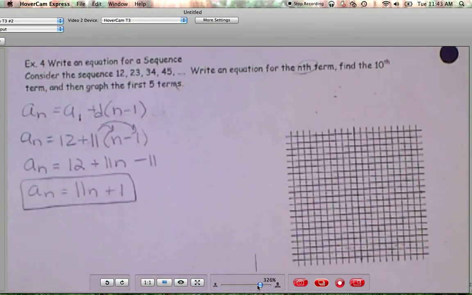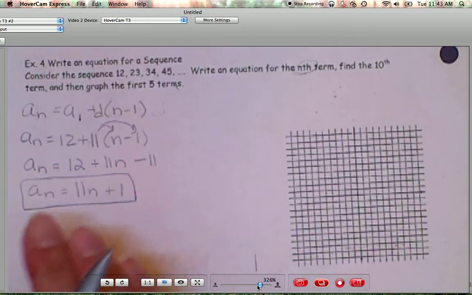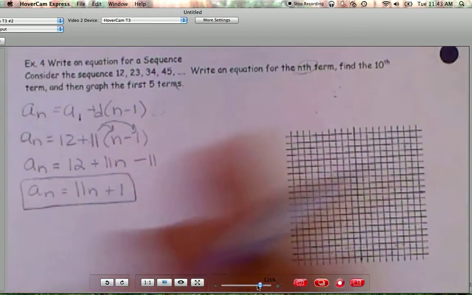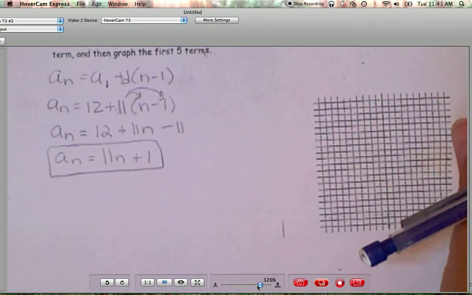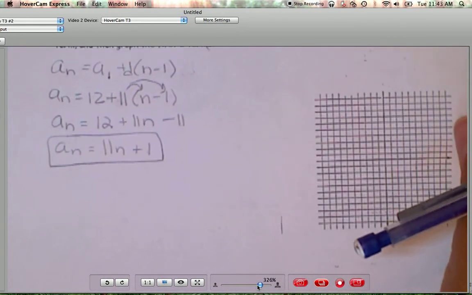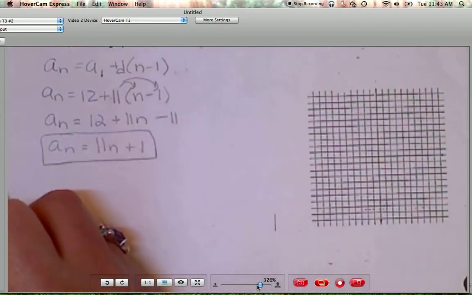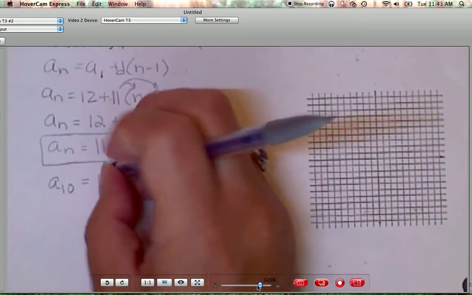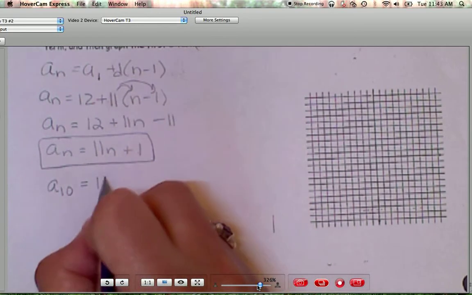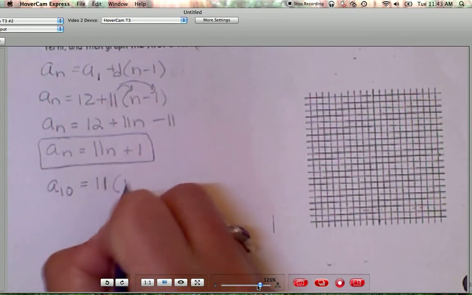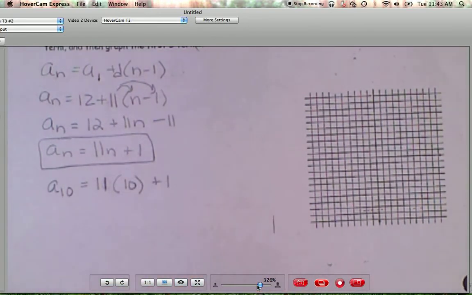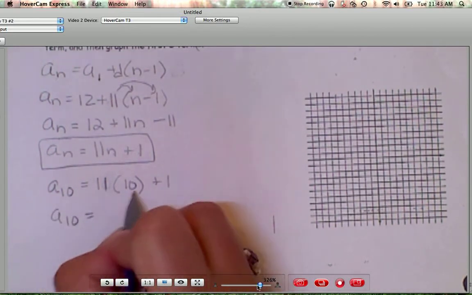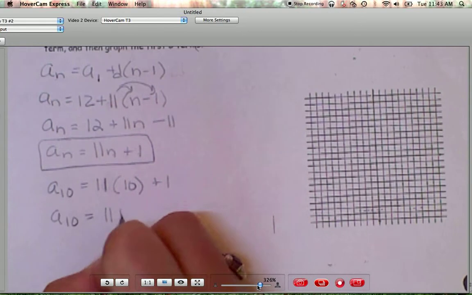Okay? So this is our generic equation. It works for every single term. Once you have your generic equation, then you're going to go specific. It says find the 10th term. So now we know we're looking for a sub 10. So it's 11 times n, which is 10, plus 1. So we get a sub 10 equals 110 plus 1, which gives us 111.